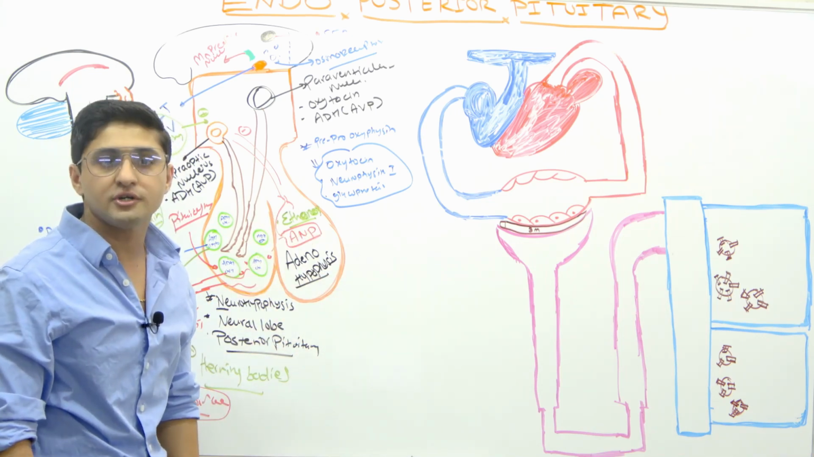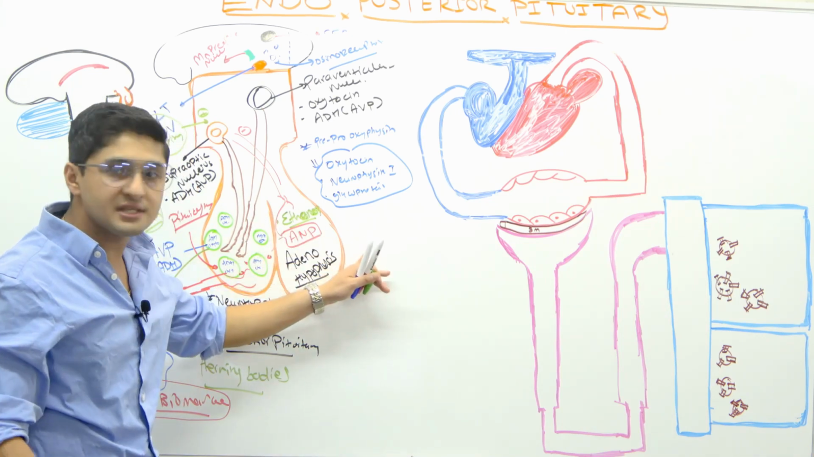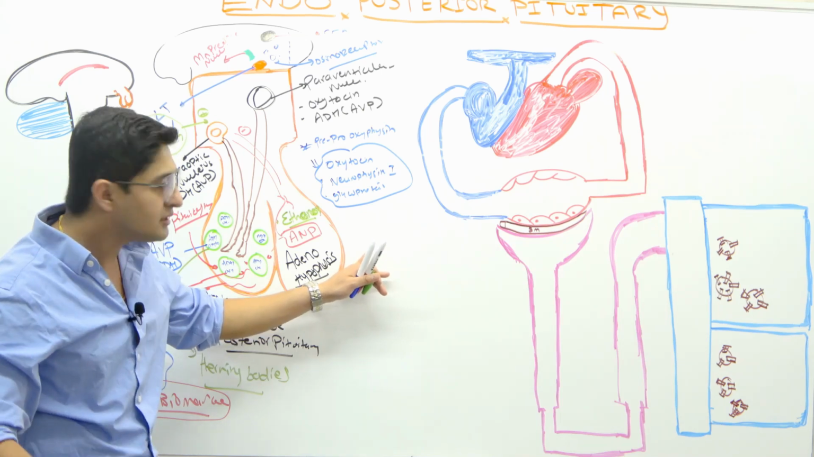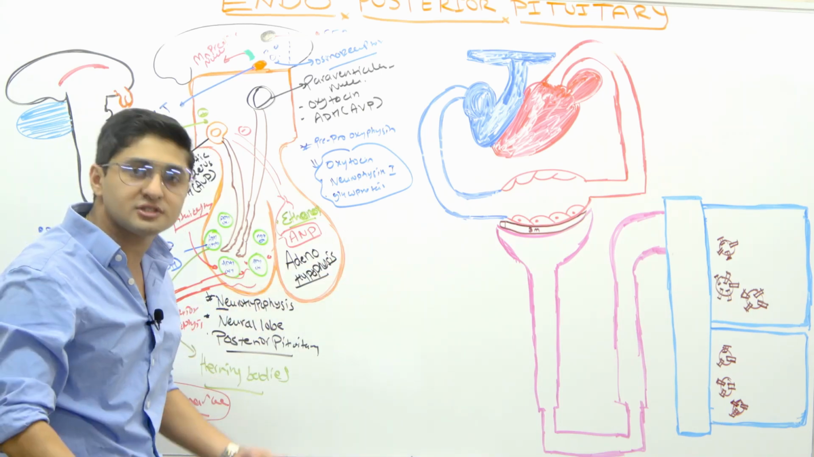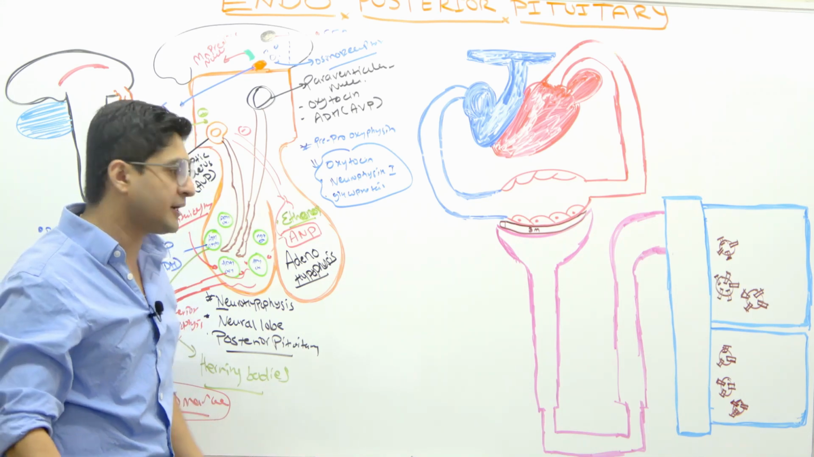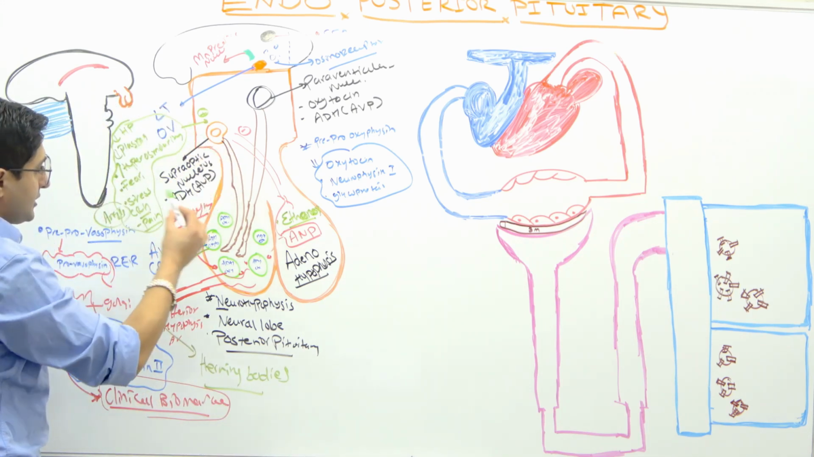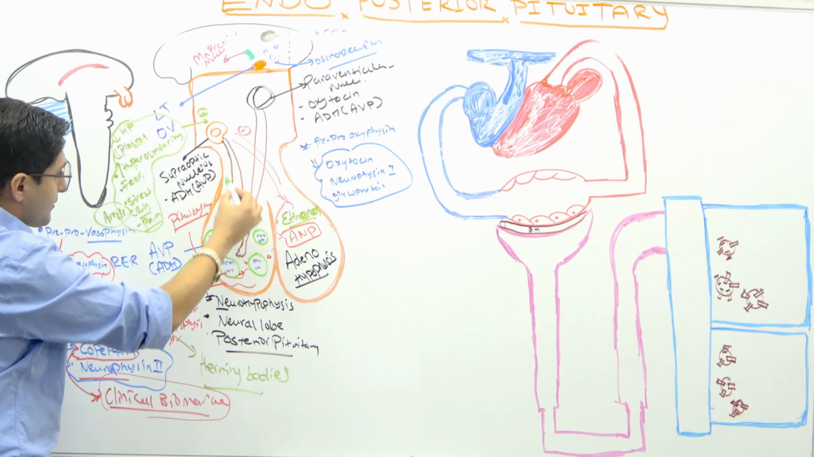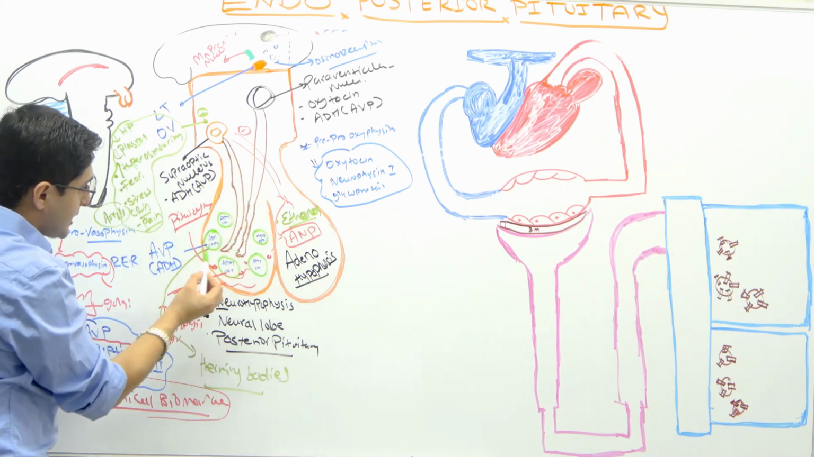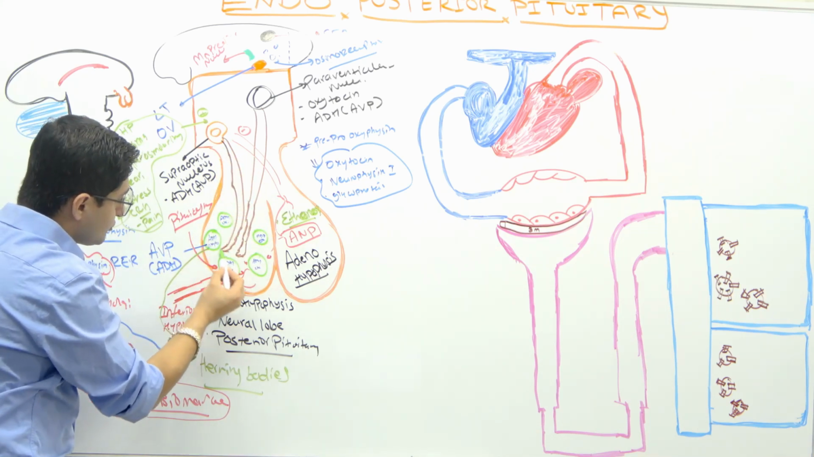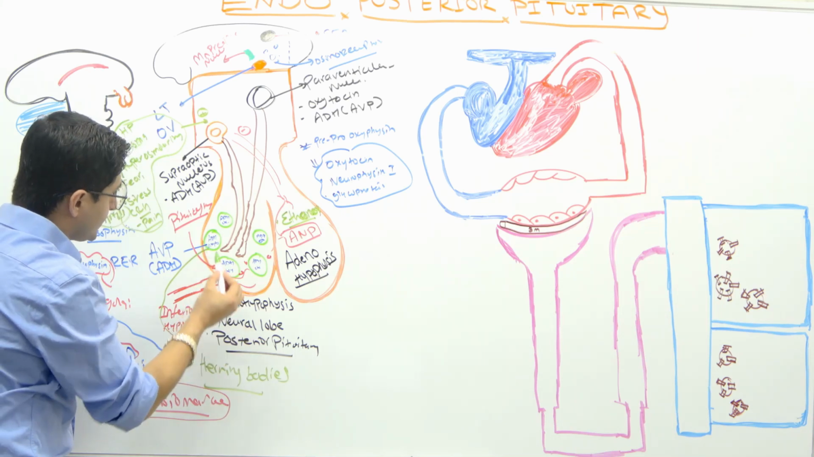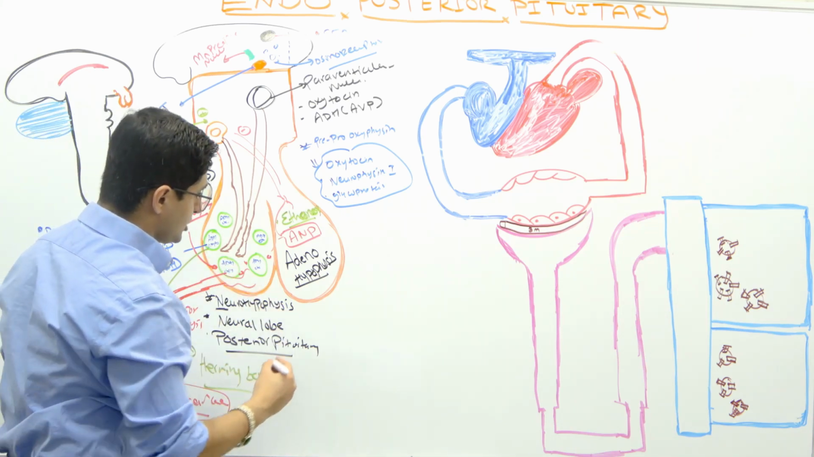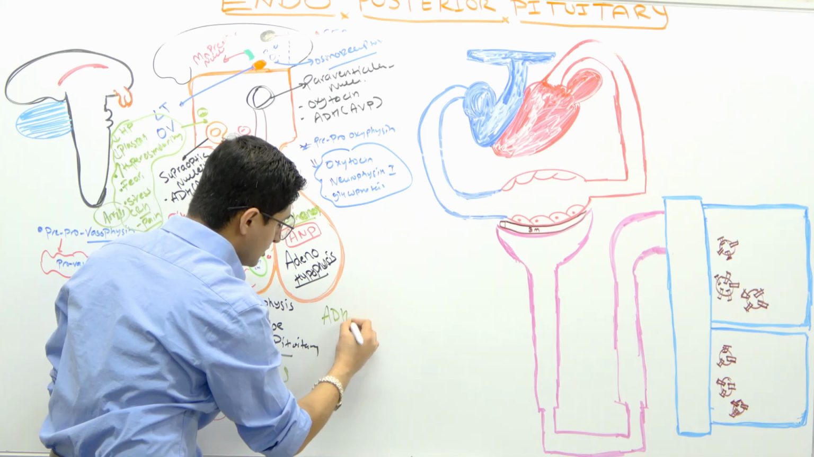This is ADH, basically when you're dehydrating, whenever there is a loss of your plasma fluid. So now all this stimulates the supraoptic nucleus, and ultimately from these neurosecretory granules, which are called Herring bodies, they will release ADH, or arginine vasopressin.